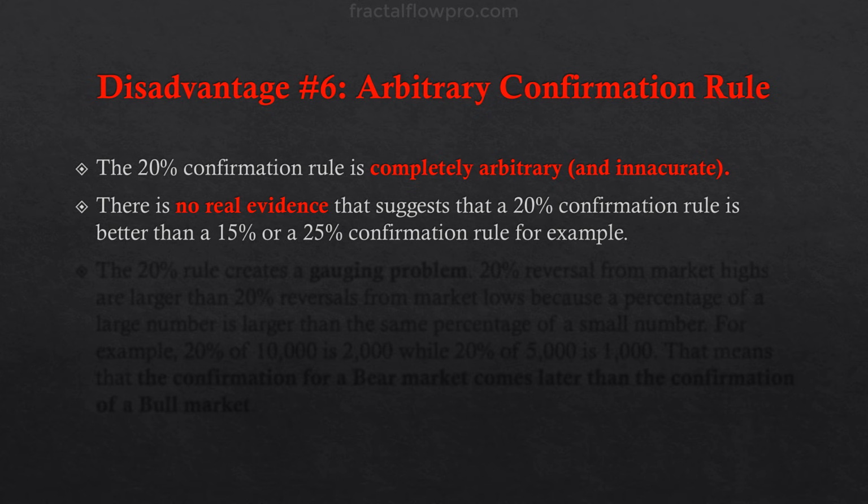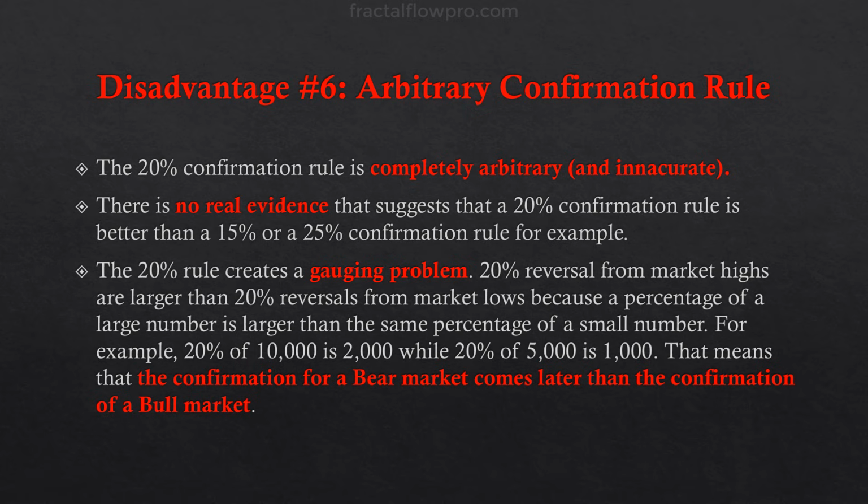Beyond that, the 20% rule creates a gauging problem. 20% reversals from market highs are larger than 20% reversals from market lows because a percentage of a large number is larger than the same percentage of a small number. For example, 20% of 10,000 is 2,000, while 20% of 5,000 is 1,000. That means that a confirmation of a bear market comes later than the confirmation of a bull market.